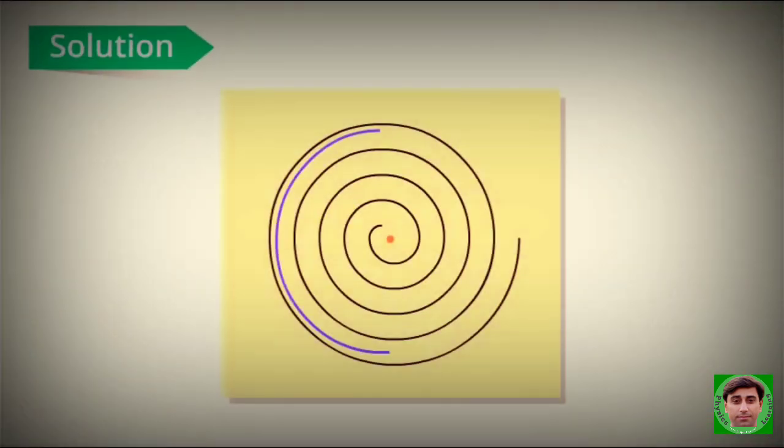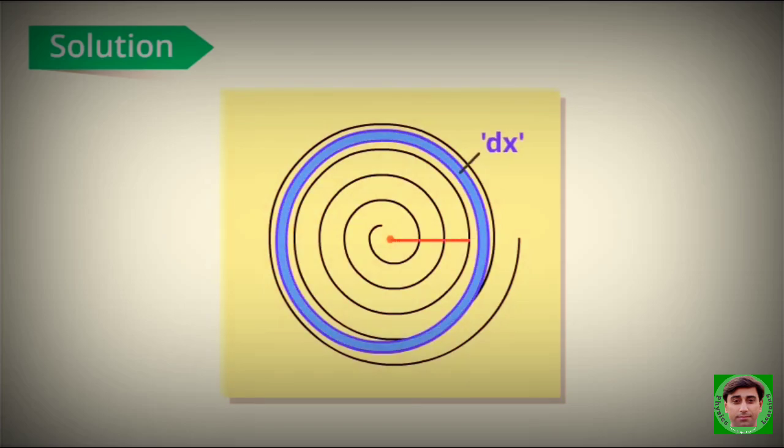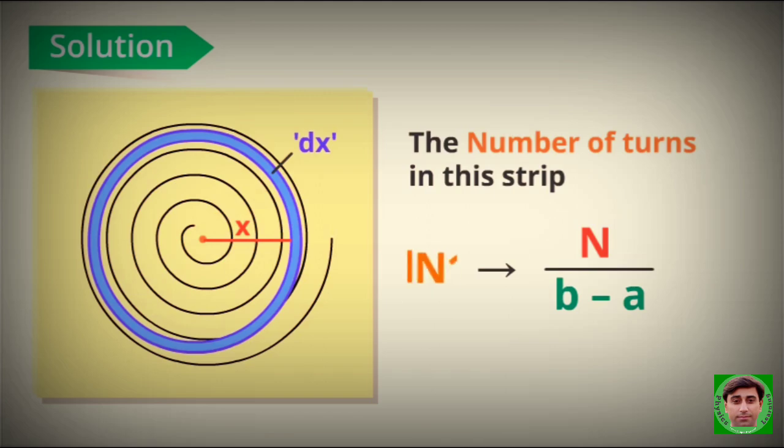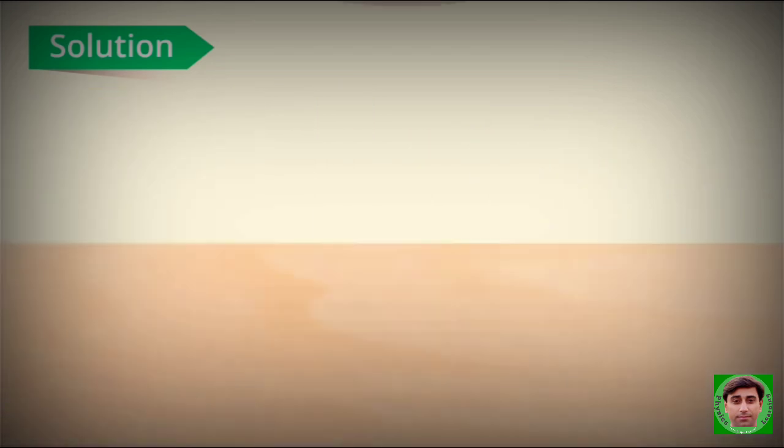Solution. Let's take a small strip of thickness dx at a distance x from the center of the coil. The number of turns in this strip can be calculated by using the unitary method. In coil length equal to b minus a, there are n turns, so in 1 unit length there would be n divided by b minus a turns. Therefore, in a strip of length dx, the number of turns dn would be equal to n divided by b minus a into dx turns.